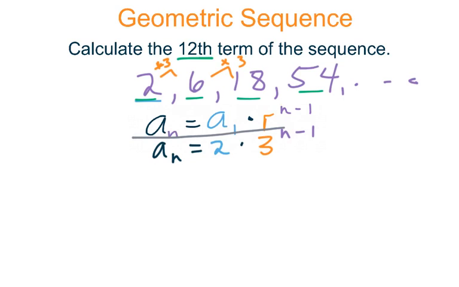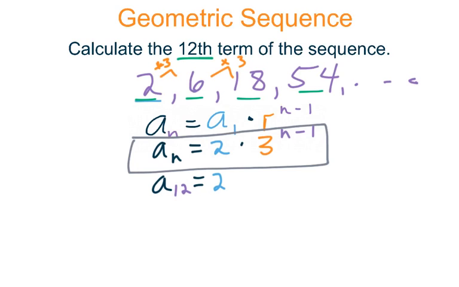I'm going to box this in just so we understand that this is our nth term, and then we're going to start filling in. So when we want to solve for the 12th term, we're going to write a sub 12. So a sub 12 is going to be equal to 2, our first term, times our common ratio, which is 3.